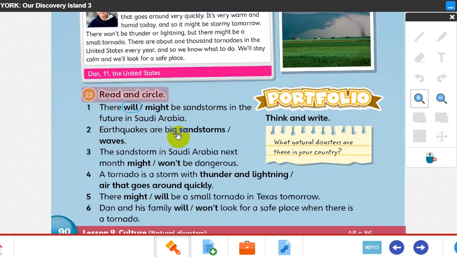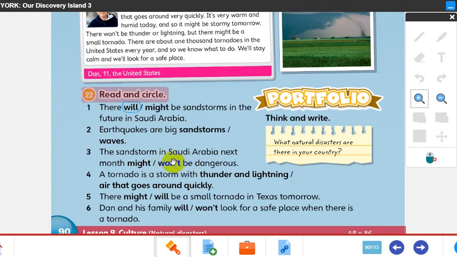Earthquakes are big sandstorms or waves. Yeah, that's very good. I can see lots of students raising their hands and giving good answers. Yeah, that's waves. Earthquakes are big waves. Number 3, the sandstorm in Saudi Arabia next month might be dangerous or won't be dangerous. According to the text, it stated that it won't be dangerous.